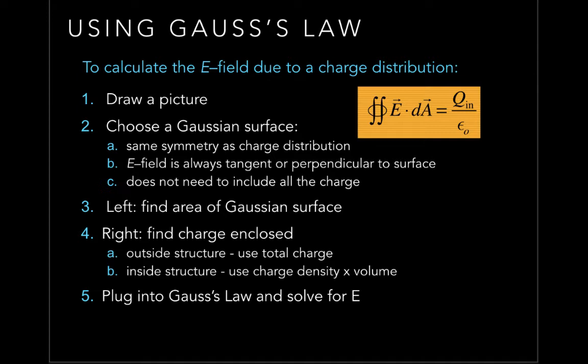Then you choose a Gaussian surface. And remember, we went over the ways to choose a good Gaussian surface. You want it to have the same symmetry as the charge distribution. So if your charge distribution has cylindrical symmetry, you should probably use a cylinder. If your charge distribution has spherical symmetry, a sphere is a good choice. It's not too crazy. You want your electric field to always be parallel or perpendicular to the surface vector, which remember is perpendicular to the surface.